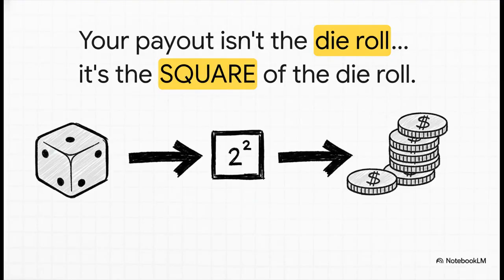Okay, let's stick with our simple die roll for just a second. Imagine you're in a game where your payout isn't the number you roll, it's the square of that number. So if you roll a 2, you get $4. You roll a 5, you get $25. See what's happening? The outcome of the die, that's our first random variable. But the payout? That's a totally new one, and it has its very own unique probability distribution.